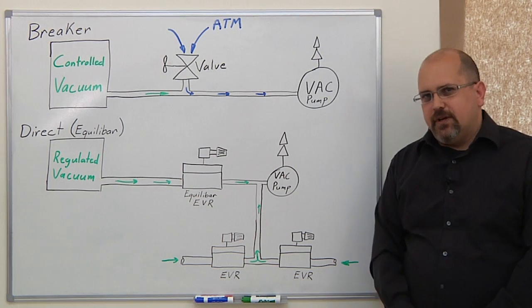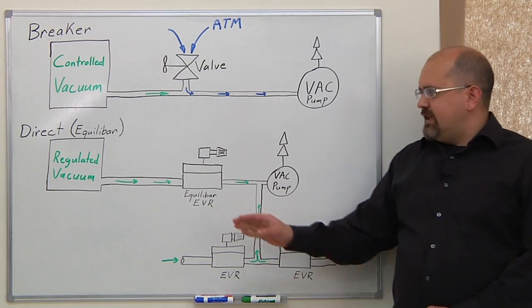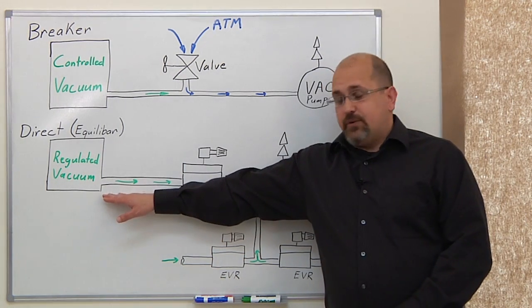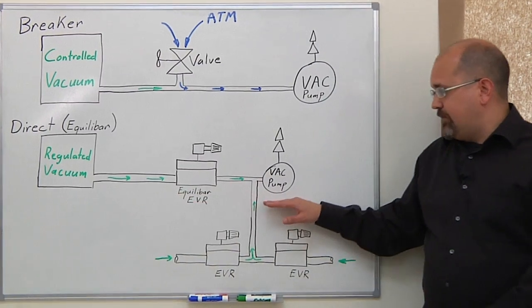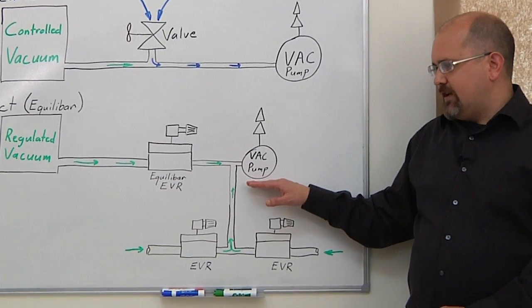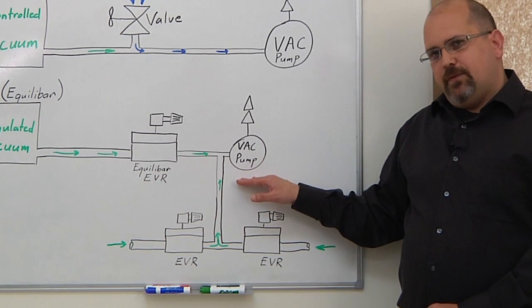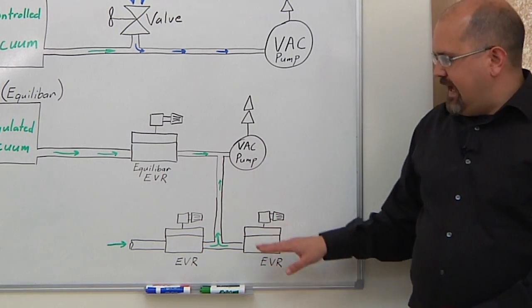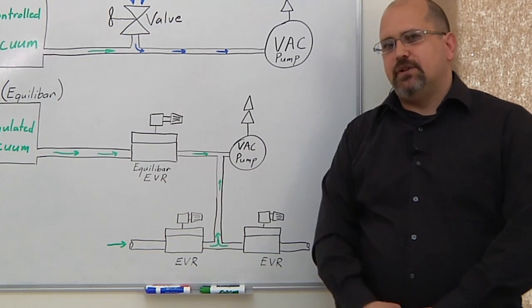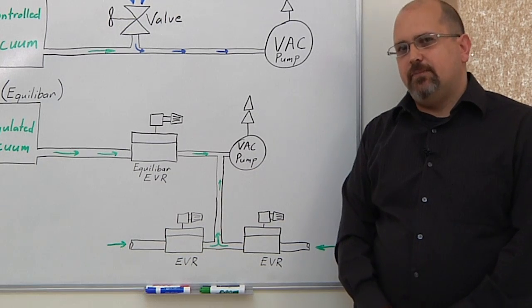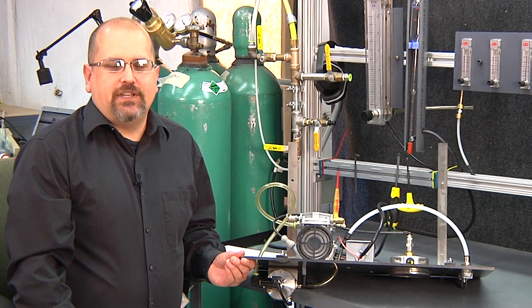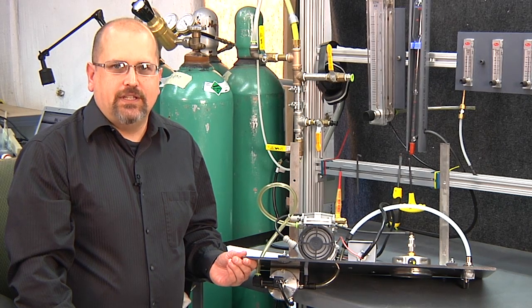One advantage of direct vacuum control is that the system pressure is independent of the vacuum pump, and in fact, multiple systems may be supplied with vacuum from one pump, and each system may have its pressure adjusted individually and independently of the others. Now we're out in the laboratory to see a demonstration of direct vacuum regulation.